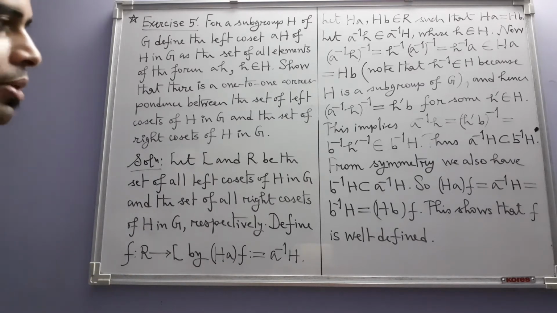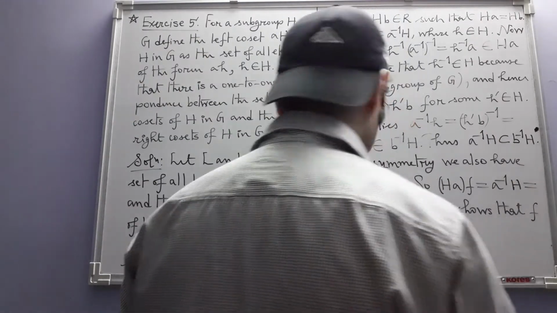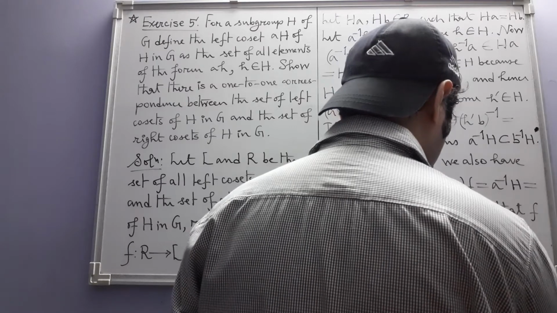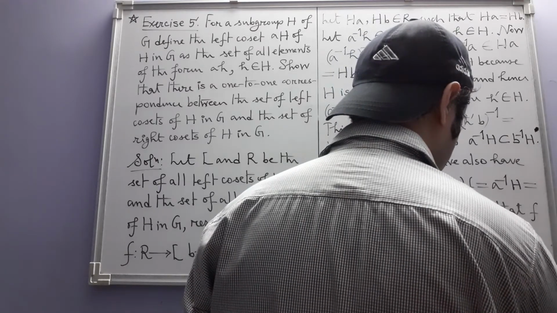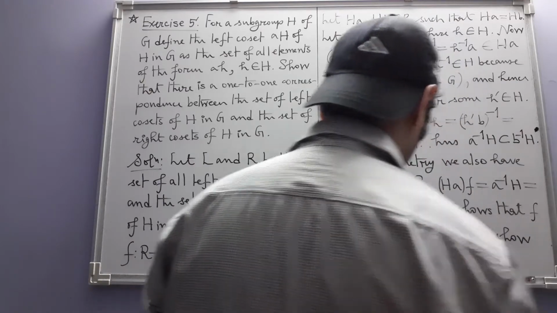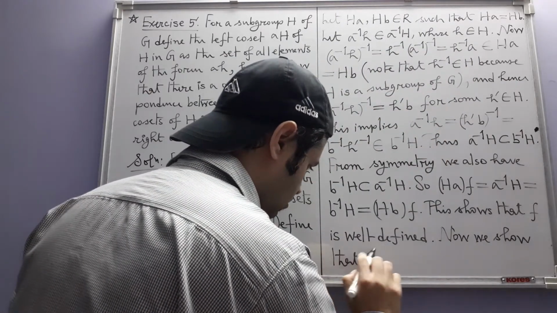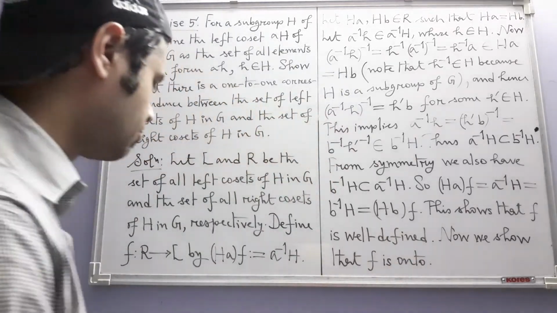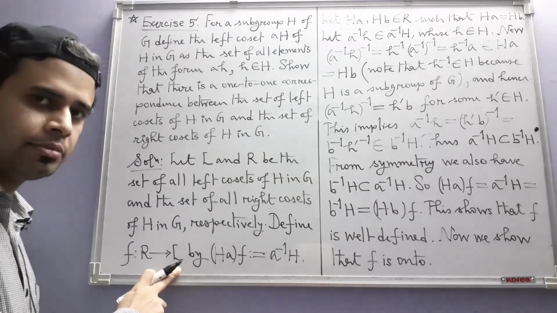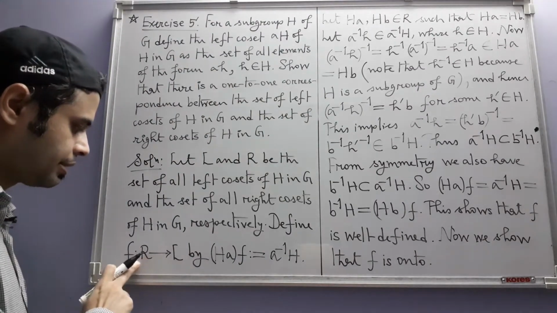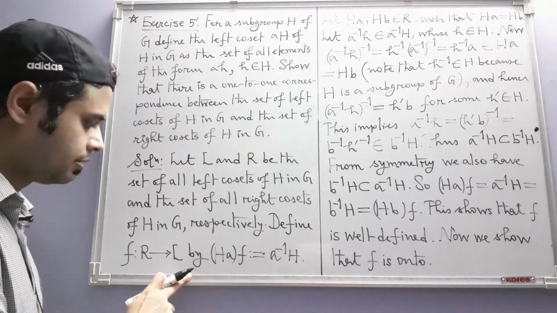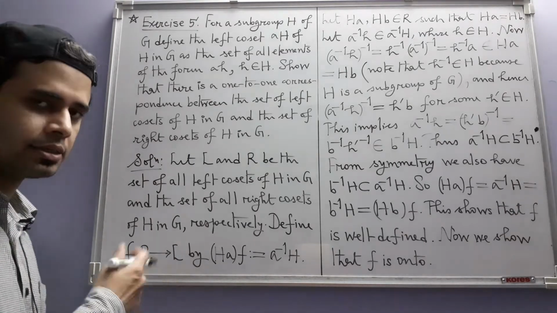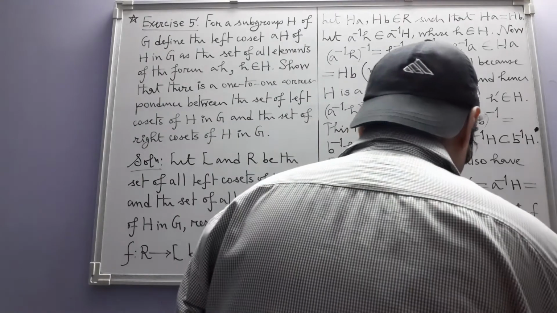Ontoness is almost immediate, although we have to write some things. Now we show that F is onto. So for that, what we have to do, we have to take an element here and we have to show that it is coming from some element in R. That means we have to take a left coset and we have to show that it is coming from some right coset.